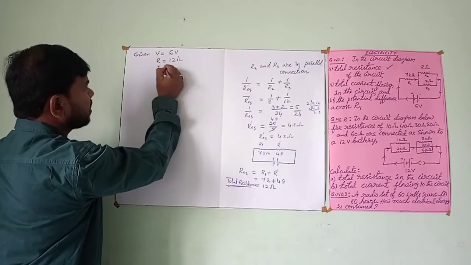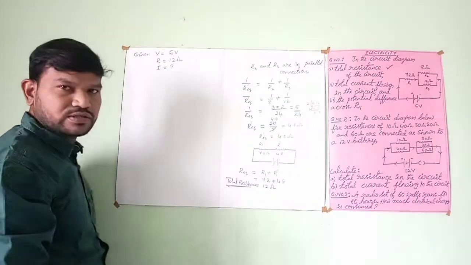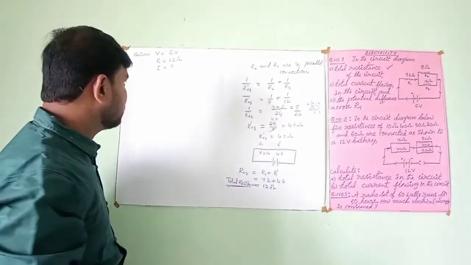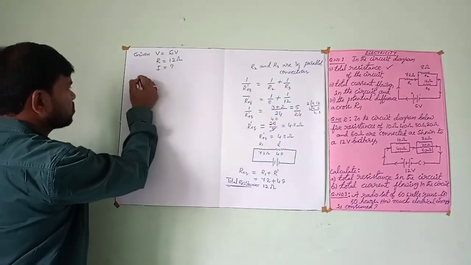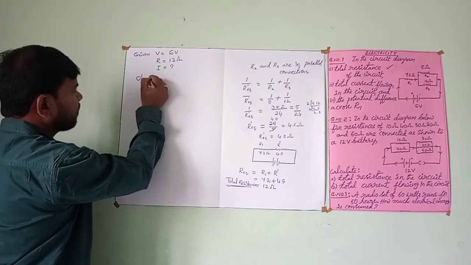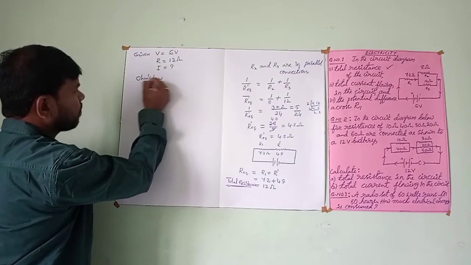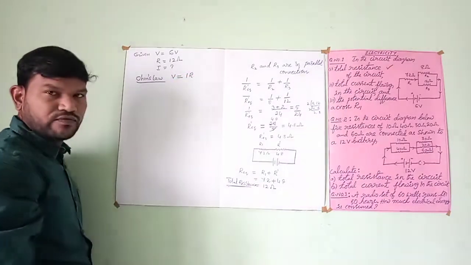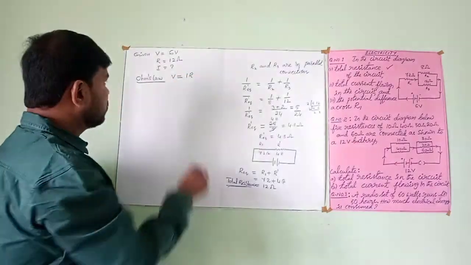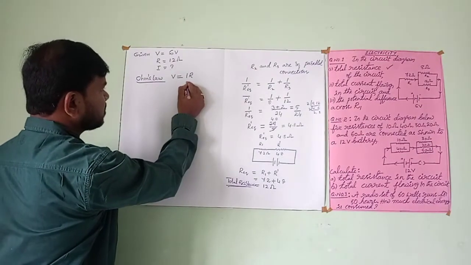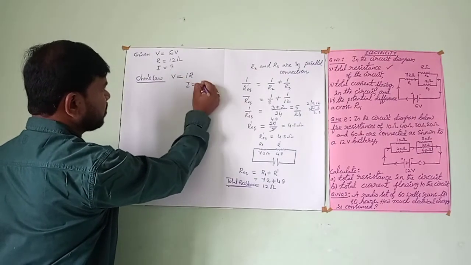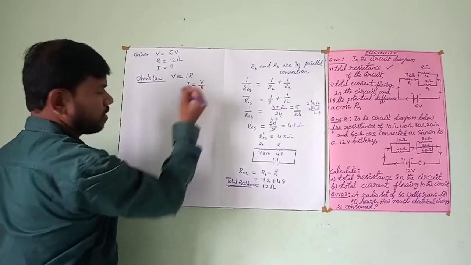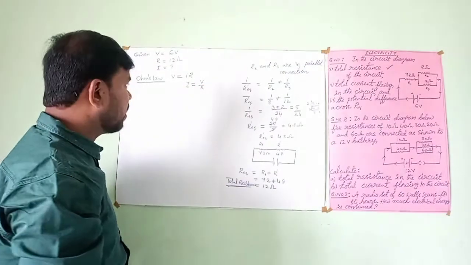Now what is the electric current? I is equal to how much? That we need to identify. Right, students? So according to Ohm's law, V is equal to IR. So what we need to identify? I is equal to how much? So I is equal to V by R.